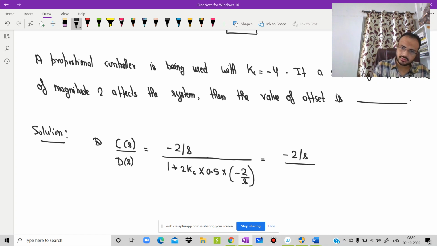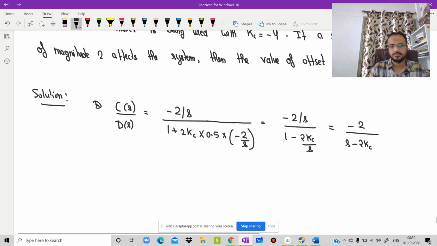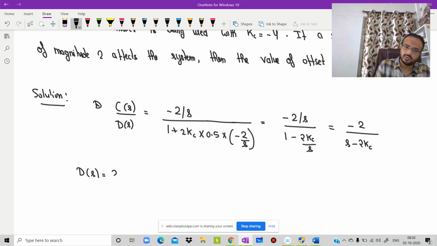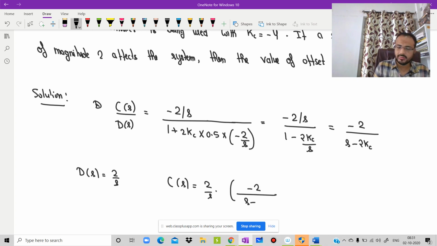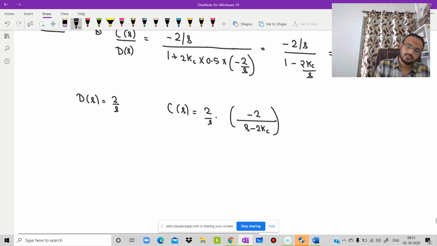We'll get minus 2 by s divided by 1 minus 2 Kc by s, which is minus 2 by s minus 2 Kc. A step change of 2 is introduced. So C of s is equal to 2 by s into minus 2 divided by s minus 2 Kc. So first you need to calculate the ultimate value.